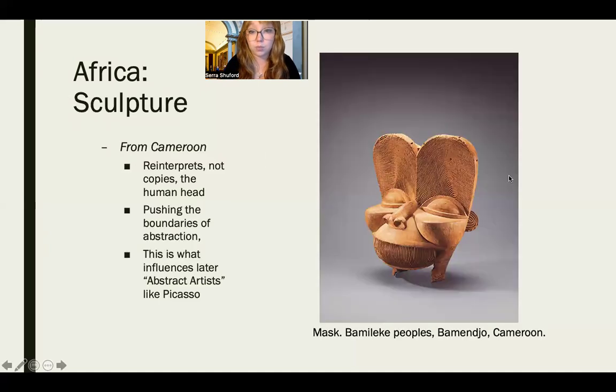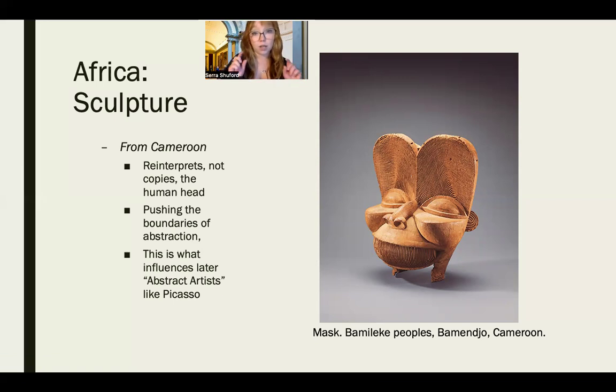For example, Cameroon artists will reinterpret, not copy, the human head. They're pushing the boundaries of abstraction. And this is what influences later artists like Picasso. So this here is still a human head, still referencing the human body. It is abstract, not non-representational, but it is simplified in a lot of ways. The nose has been exaggerated. The eyebrows or eyelids have been extended. The cheekbones are super prominent. The head is squished in a way. But again, we still know it's referencing the natural.